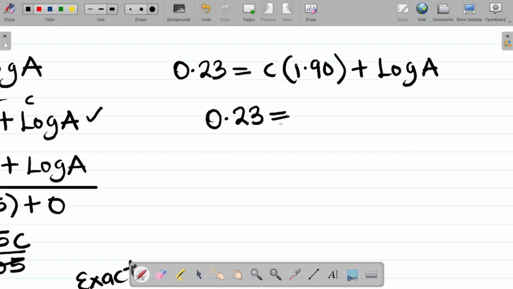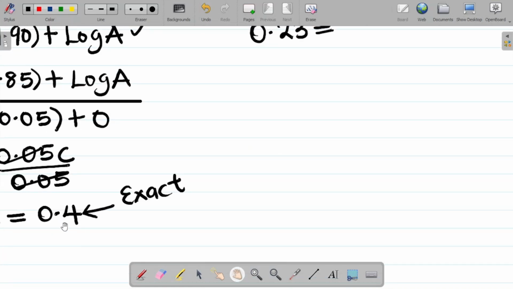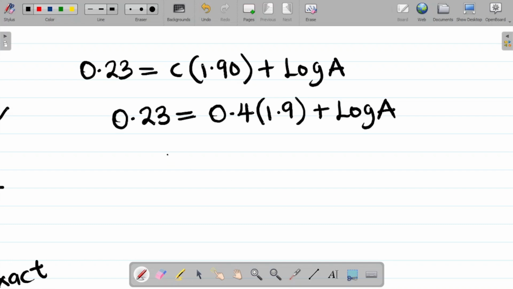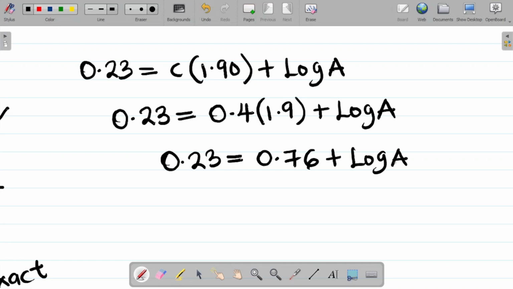Alright, if I put in the values, 0.23 is equal to, we've just got C as being what there? 0.4. So I have this as 0.4 into 1.9 plus log A. So this now becomes 0.23 is equal to 0.4 times 1.9. That's about 0.76. So this gives me 0.76 plus log A.